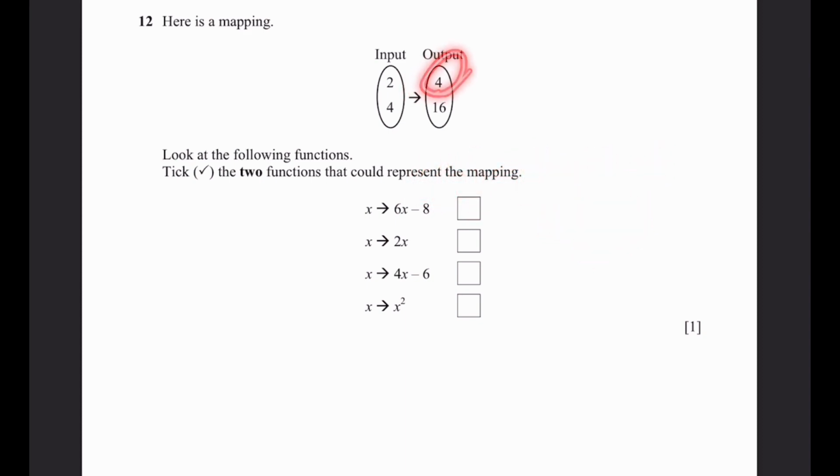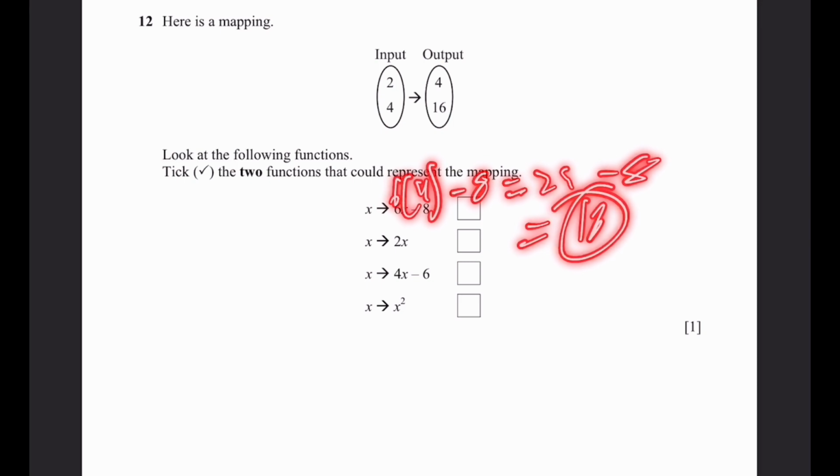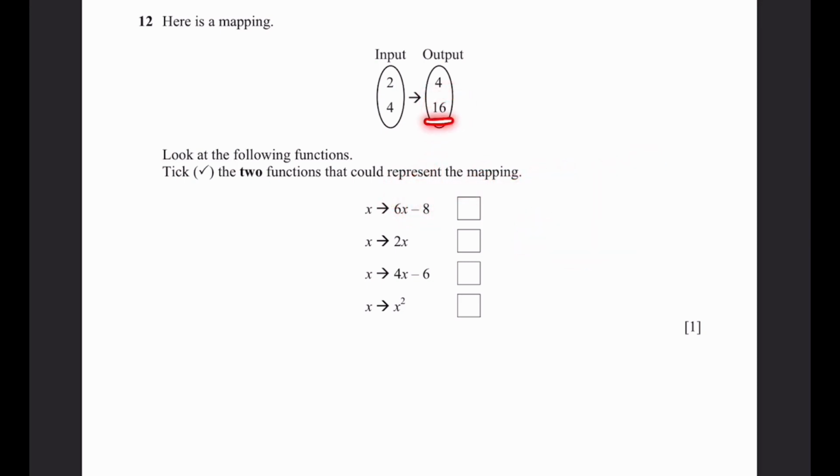The output is 4. That means do we tick it? No, not yet. First, we need to check the other one as well. Input is 4, output is 16. Now when you put input x as 4, 6 into 4 minus 8, which is equal to 24 minus 8, which is 16. Now, we can see that actually both of them are correct. Now only we can say that it represents the mapping.